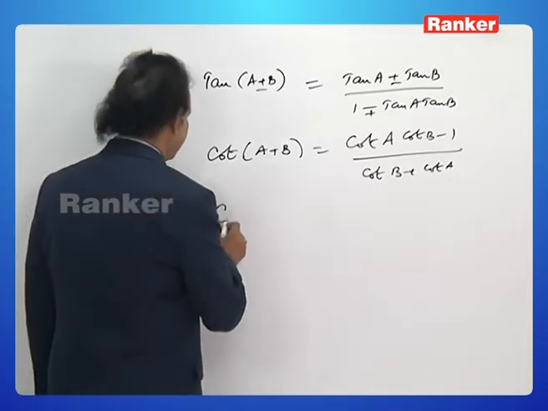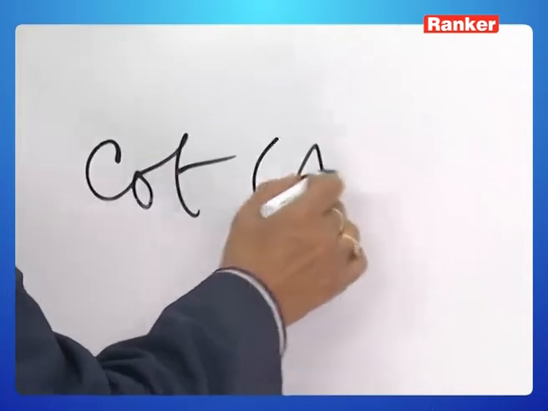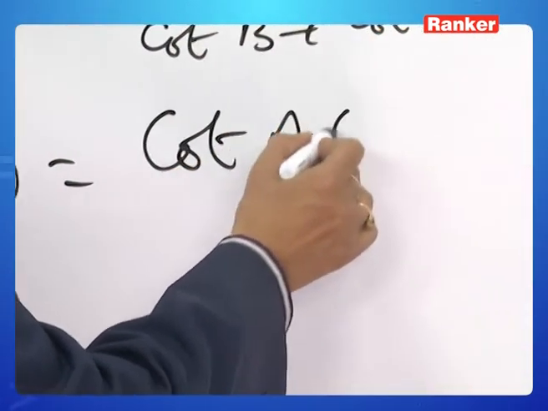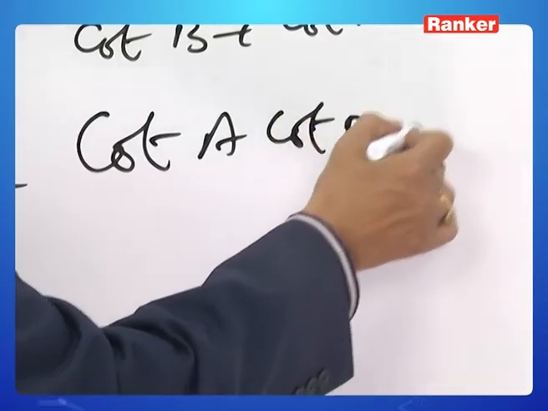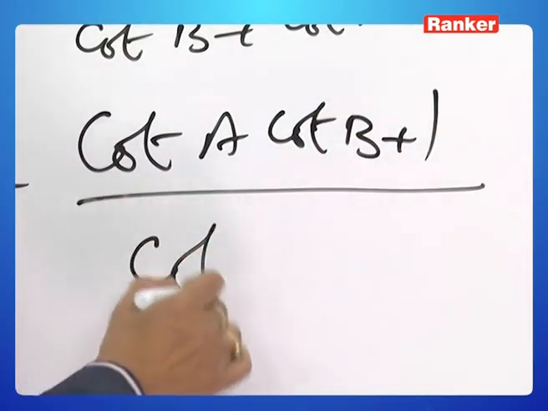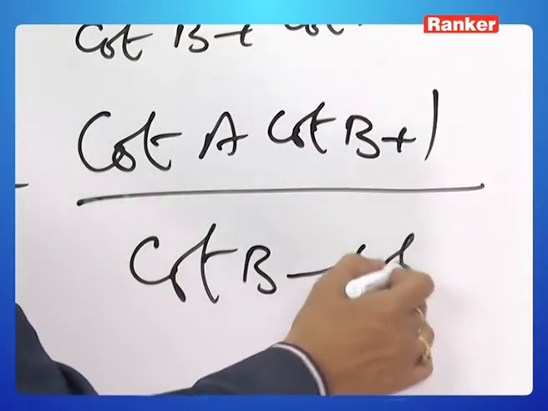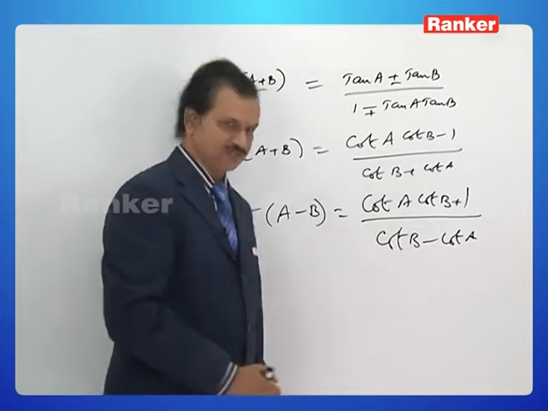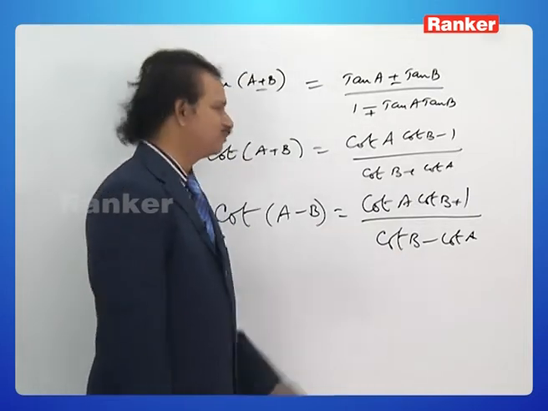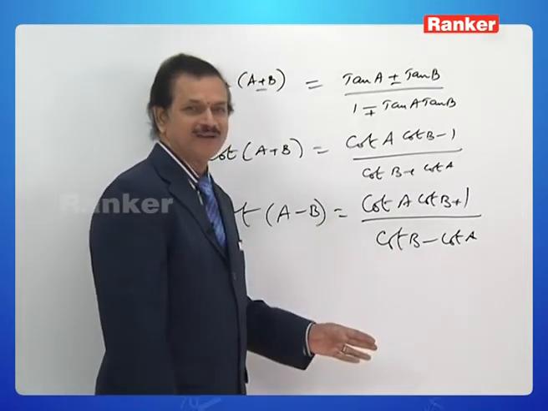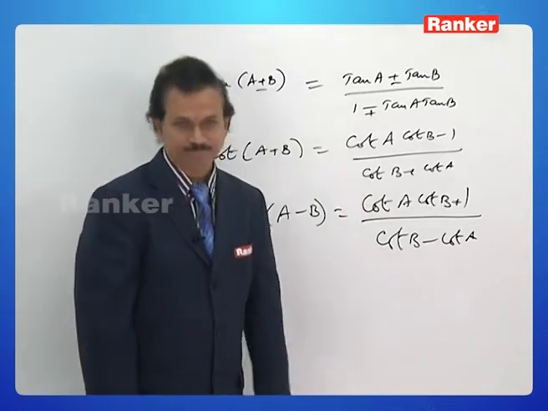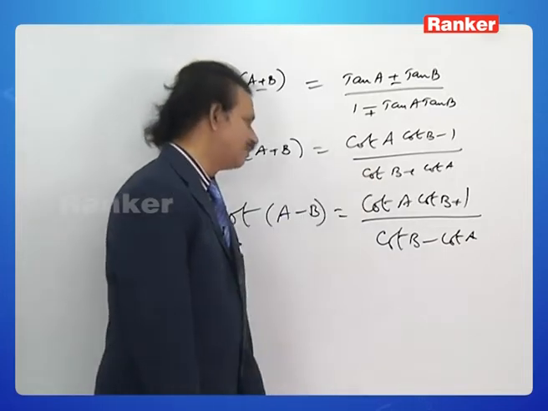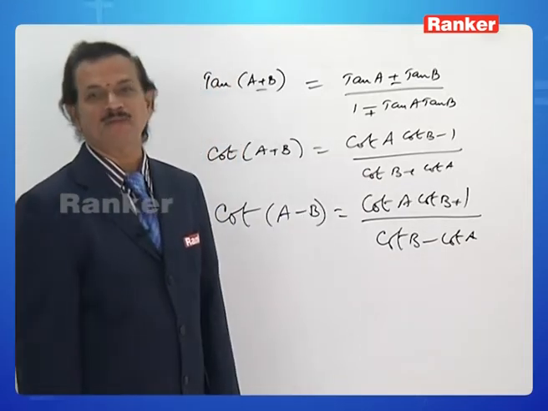Again, cot of a minus b. What is cot of a minus b? Cot a cot b plus 1 by cot b minus cot a. In order to remember this, let us try to express both these formulae with the denominators starting with cot b. That is the benefit we have by writing like this, cot b plus cot a, cot b minus cot a.